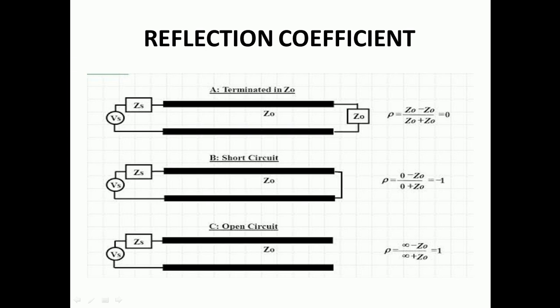When it is terminated in Z0, the reflection coefficient is 0. When it is short circuited, we are making ZL equal to 0, so rho is minus 1. When ZL tends to infinity, rho becomes equal to 1. This very clearly depicts the analysis of reflection coefficient in general.